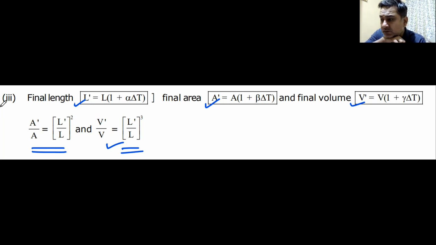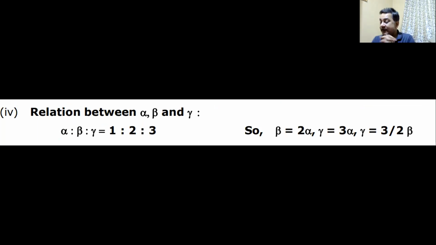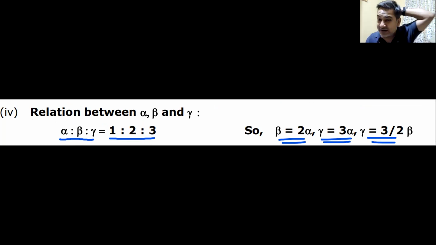Have you noted this down? Yes. Then comes the next formula, next concept, and the next concept is this one. What is the relation between alpha, beta, and gamma? And you should not forget it. The ratio of alpha to beta to gamma is 1 to 2 to 3. That means my beta is 2 times alpha, my gamma is 3 times alpha, or I can write any relation. Gamma will be 3 by 2 beta or beta will be 2 by 3 gamma.